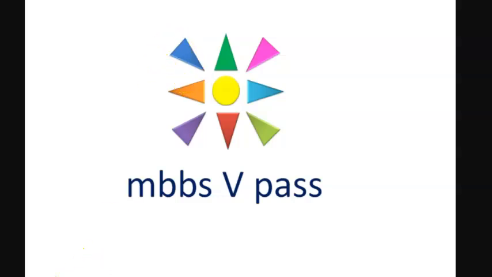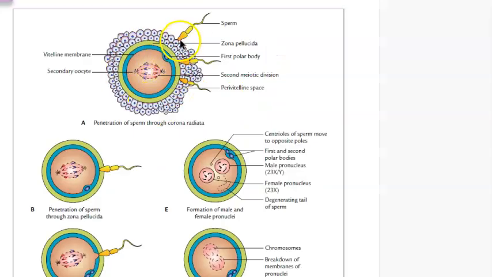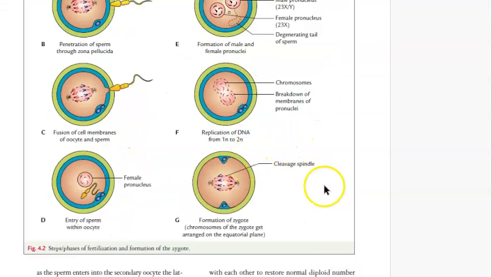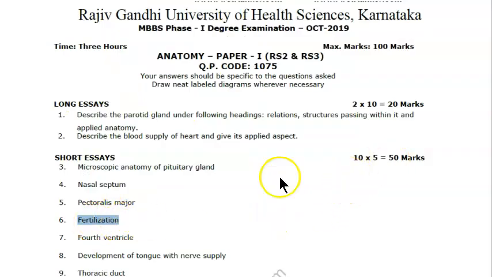For fertilization, you will have to know about the capacitation of the sperm, where it loses the acrosomal cap and all the enzymes, hyaluronidase, acrosin, etc. are released. It penetrates the corona radiata, the zona pellucida, and then the vitelline membrane. You should know this. Then how the oocyte undergoes the second meiotic division. Here they are showing you the formation of the zygote. They have asked this for 5 marks, so you should know everything about fertilization. Complete chapter you have to read.